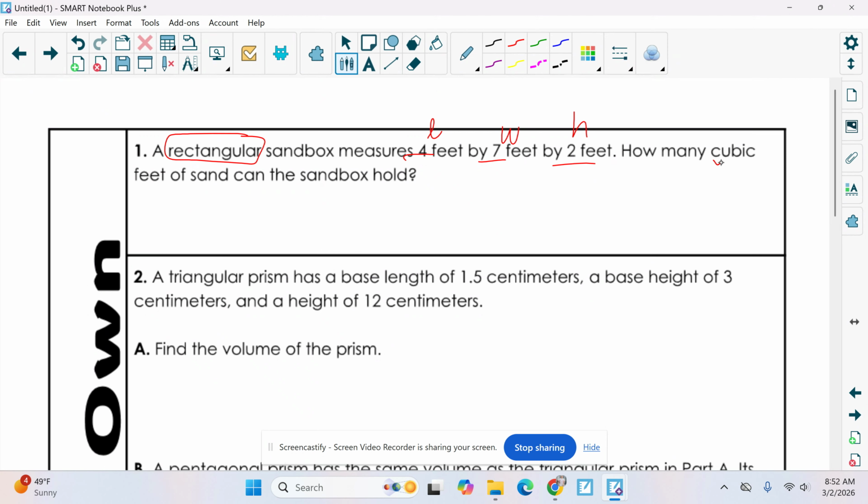This right here, cubic and hold, should be flashing warning signs that you are finding the volume. Does it say find the volume in here? No. And it may not. You have to know that volume is cubic. That's why we packed it with cubes, so that maybe you'll remember that you're packing it with cubes. Cubic and hold are signs that we're talking about finding the volume.